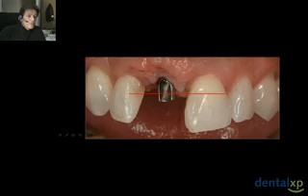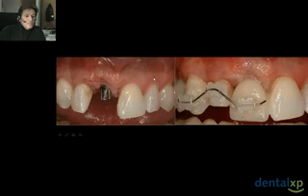So what we went ahead and did is we placed a temporary restoration on the implant in the right central incisor, and we initiated orthodontic extrusion to bring down the bone and soft tissue in the interdental area on the mesial of number 7.